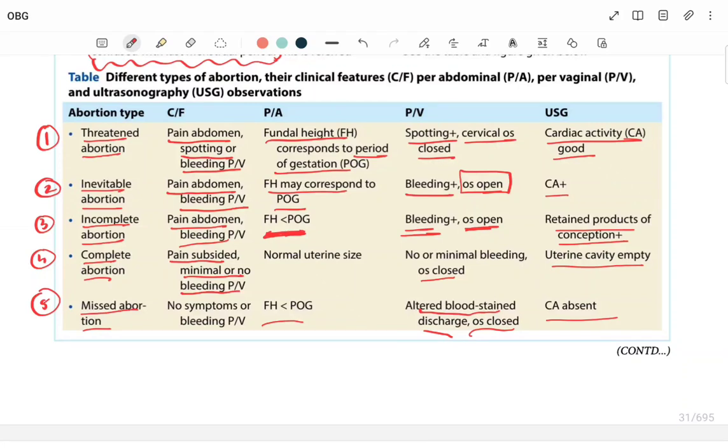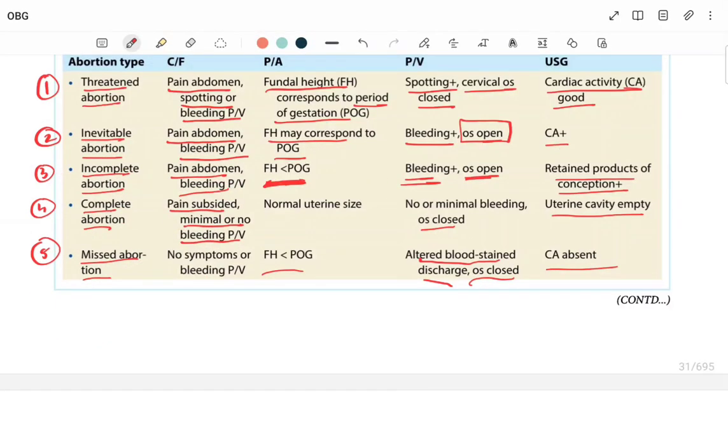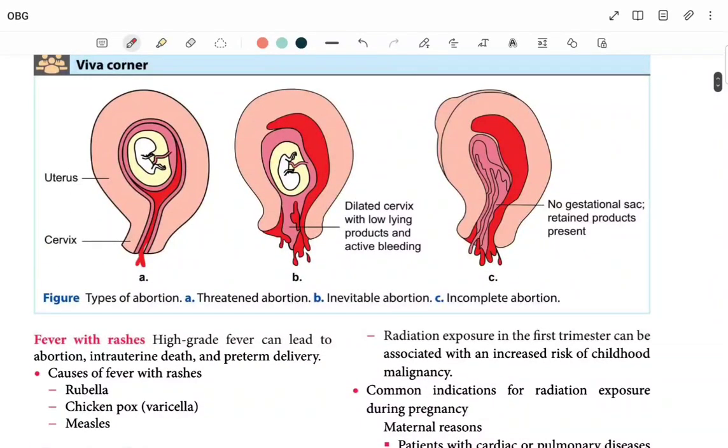Threatened abortion, mainly you need to remember that you have pain in abdomen, spotting, fundal height corresponding to POG, the cervical os will be closed. Inevitable abortion, the cervical os is opened. In incomplete abortion, the cervical os is opened. In complete abortion, the cervical os is closed. So these are the types of abortion.